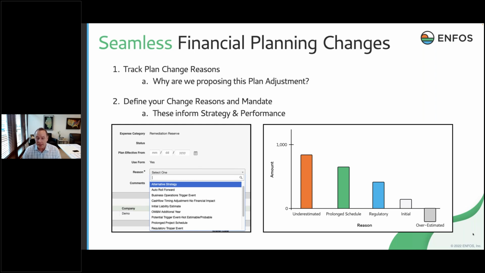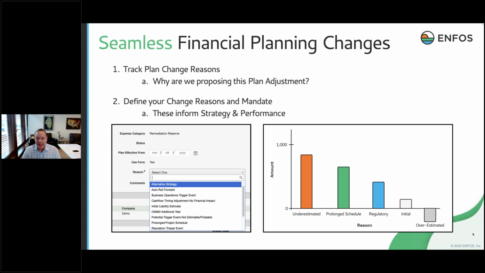Because maybe we're only making adjustments to our forecasts based on reaching certain stage gates or milestones in the project lifecycle. They also can give us information around our estimating accuracy. And what you see here should align with our business strategy or policies around reserve management and spend management. But tracking plan change reasons is a critical element. It basically answers the question, why are we proposing this plan adjustment?